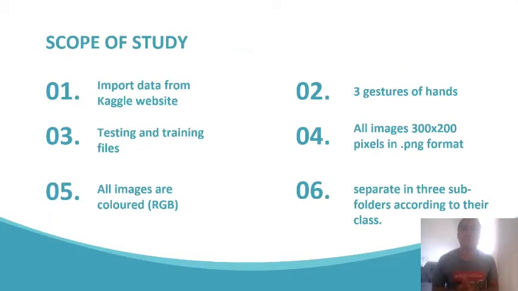Assalamualaikum, my name is Amirul Aiman. Today I will talk about the scope of the study. Number 1 is to import data from the Kaggle website, and number 2, the images are 3 gestures of hands. Number 3, testing and training files. Number 4, all images are 300 by 200 pixels in PNG format. Number 5, all images are in color RGB. And lastly, number 6, we separate them into 3 subfolders according to their respective class.